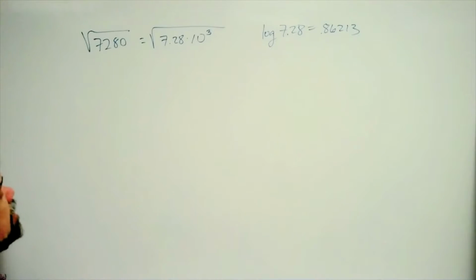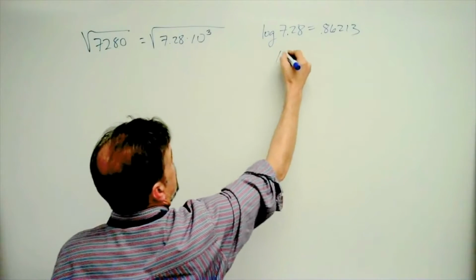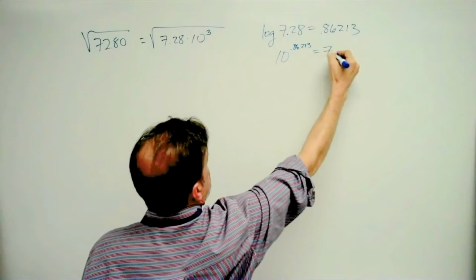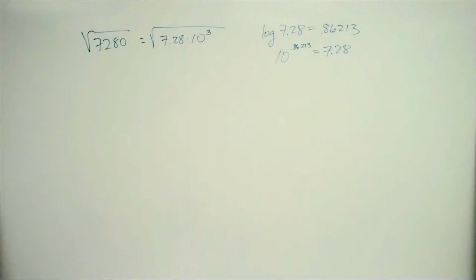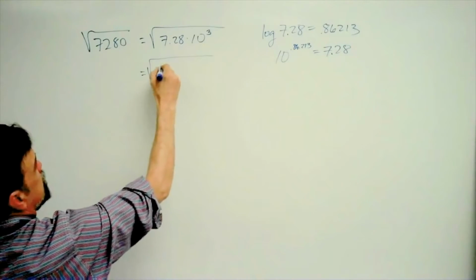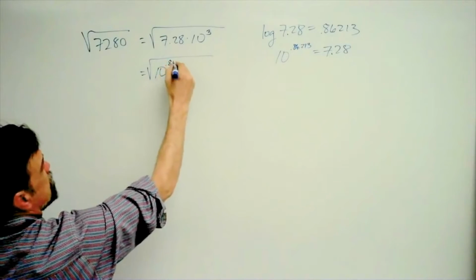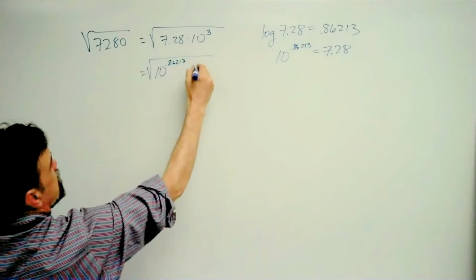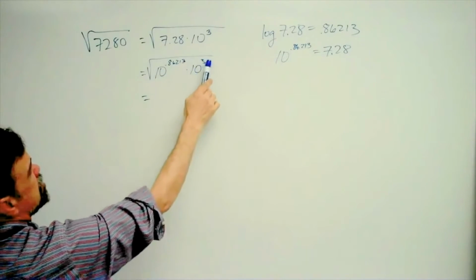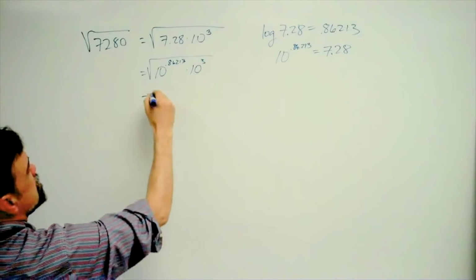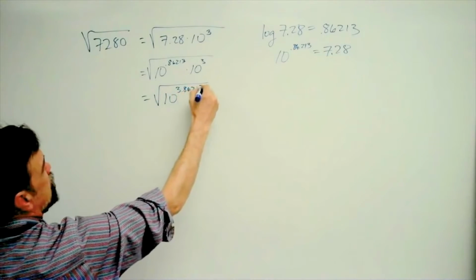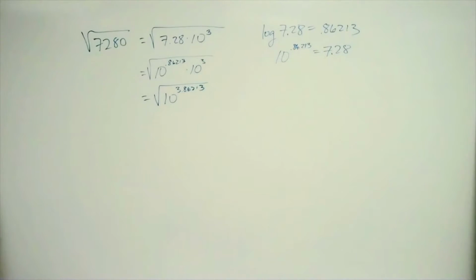Now, what does that mean? That means that 10 to the 0.86213 equals 7.28. So now I can rewrite this as the square root of 10 to the 0.86213 times 10 to the third. And what do you do when you have 10 to one power times 10 to another power? You add those exponents. So this is the square root of 10 to the 3.86213 power. All right.